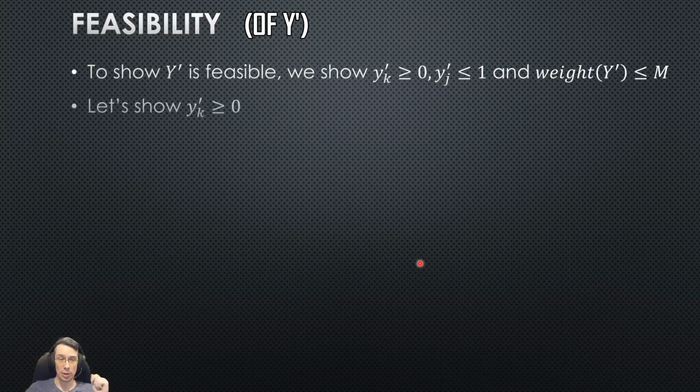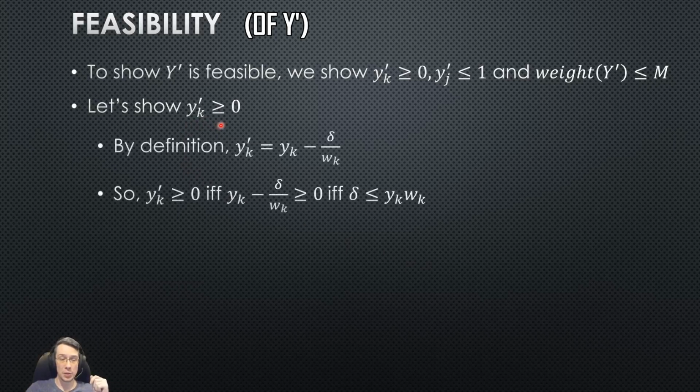Okay, so that's what we want to show. Let's show first that yk prime is greater than or equal to 0. So by definition, yk prime is equal to yk minus delta over wk. This is, of course, the fraction of item k that we're removing. So yk prime is going to be greater than or equal to 0 if and only if yk minus delta over wk is greater than or equal to 0, which is true if and only if delta, just by a bit of algebra, is less than or equal to yk times wk.